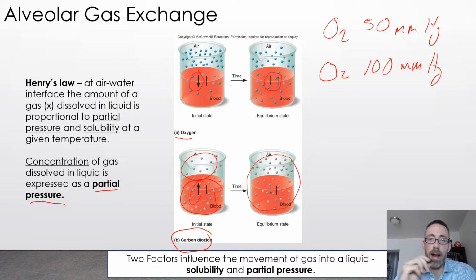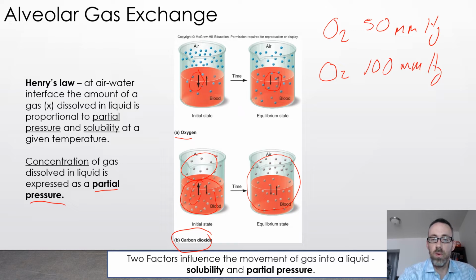Well, what's happened now is that by increasing the partial pressure of oxygen, the amount that is going to dissolve in the blood is going to be greater, and so the concentration has gone up. It's actually doubled. It's in proportion. So if I double the partial pressure, I'm going to double the effective concentration that's going to be dissolved. The same goes for if I cut it in half, it's going to be halved as well.